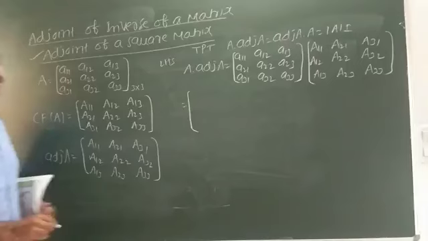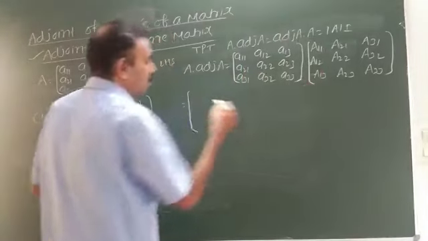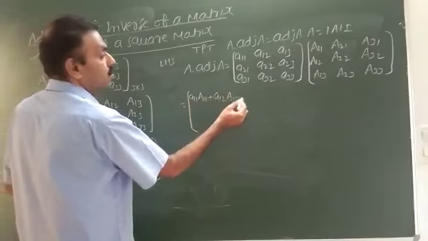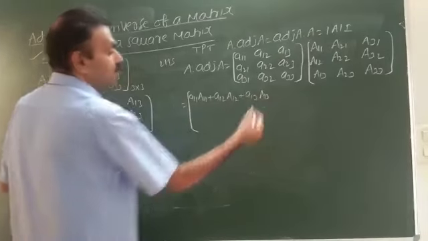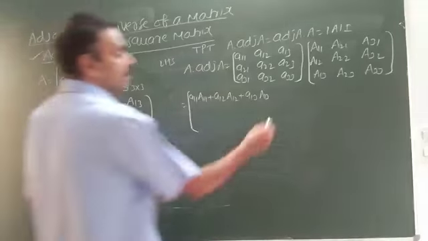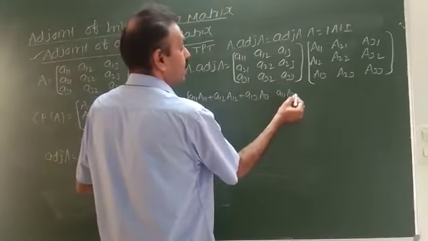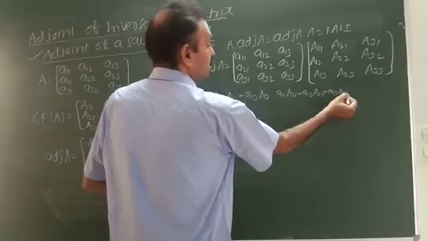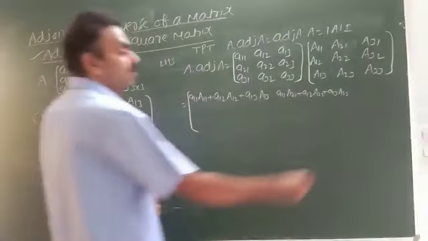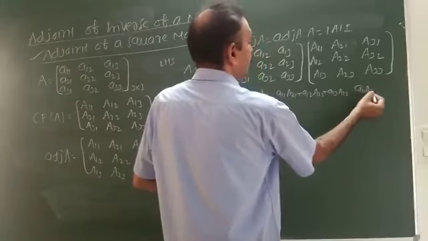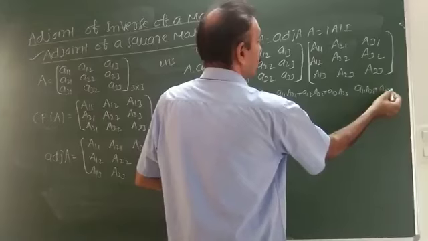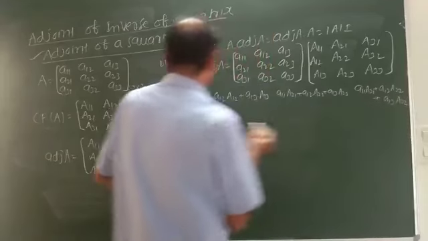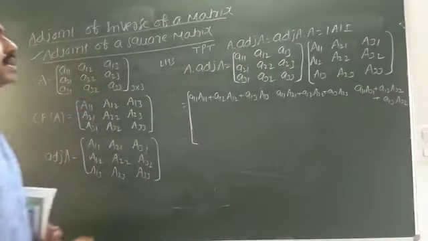Now it is simple matrix multiplication. Dear students, you have to be very careful now. How to multiply this? First row, first column: A11 into A11, A12 into A12 plus A13 into A13. First row, second column: A11 into A21, A12 into A22 plus A13 into A23. Then first row, third column: A11 into A31, A12 into A32 plus A13 into A33. That's the first row into all the columns.